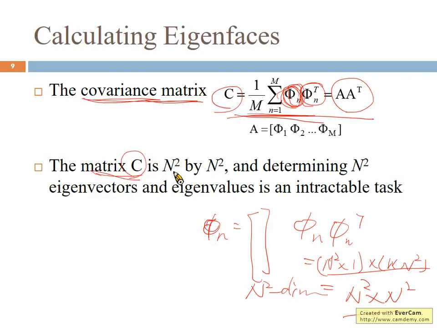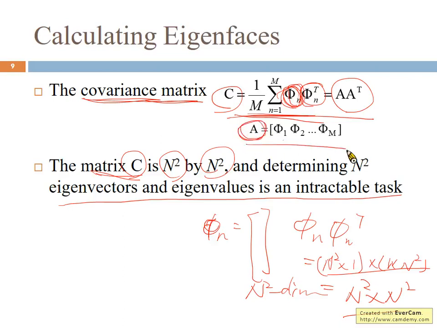So the matrix C is n squared by n squared, and determining n squared eigenvectors and eigenvalues is an intractable task. Theoretically, we can directly calculate the eigenvalues and eigenvectors based on this covariance matrix. However, it would be very computationally expensive. Therefore, in this paper, they try to simplify the calculation, although the basic idea is still finding the eigenvalues and eigenvectors of the n squared by n squared covariance matrix.